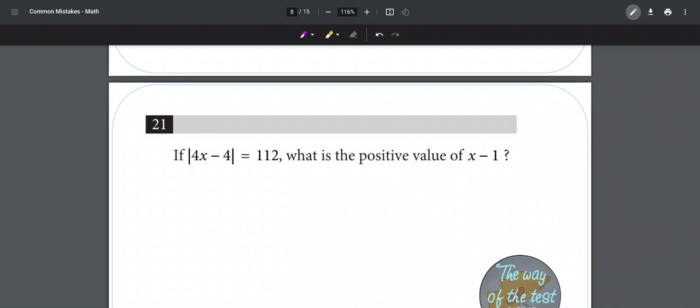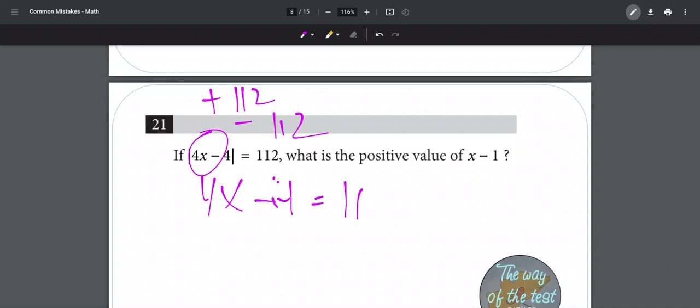In this case, we're dealing with absolute values, so we know this has two possibilities, right? So the inside is either positive 112 or negative 112, right? And if we made the incorrect move, for example, we are going to deal with the first one, right? So 4x minus 4 is equal to positive 112, right?